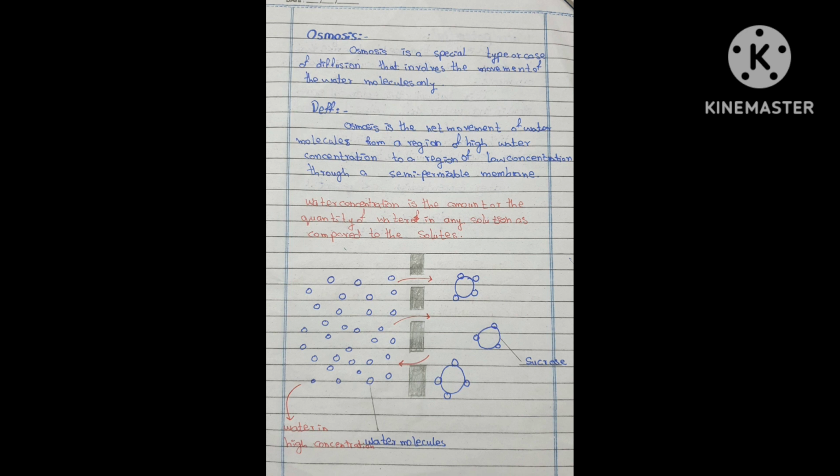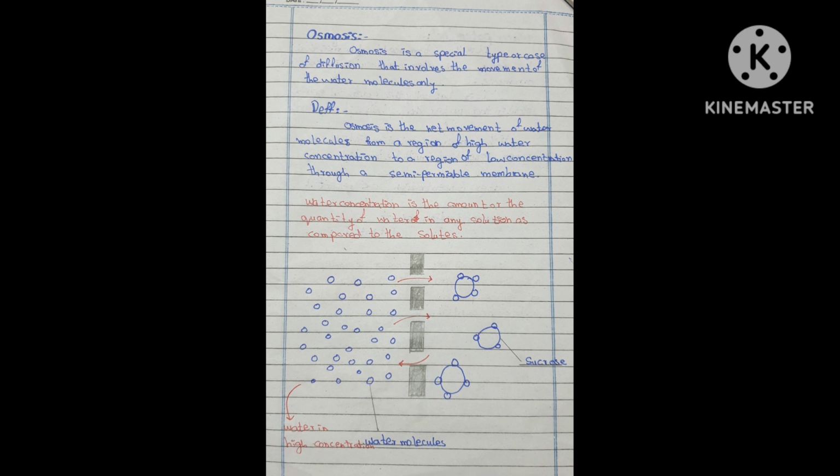Alright, so now let's see the diagram of how osmosis actually works. On the left side, these small blue dots represent the water molecules, and it shows that the water is in high concentration on the left side. On the right side there is sucrose, a sugar molecule, which is large and is not allowed to move through the membrane, and the water molecules are attached to it.